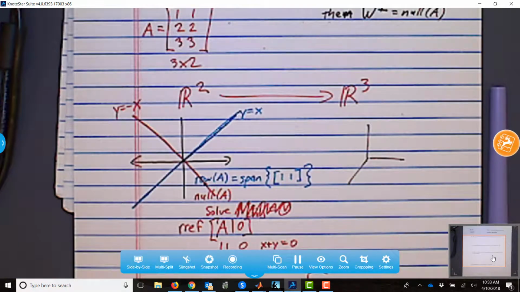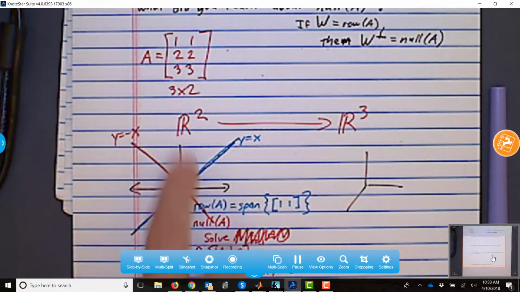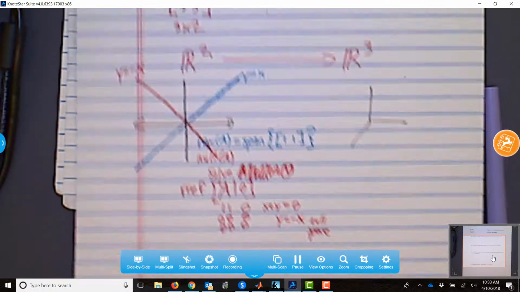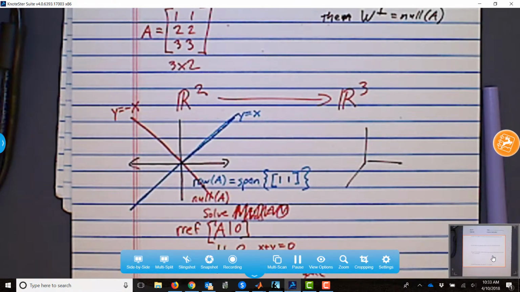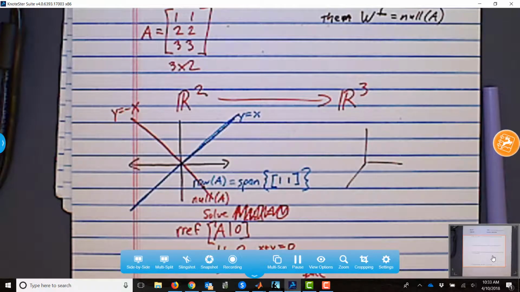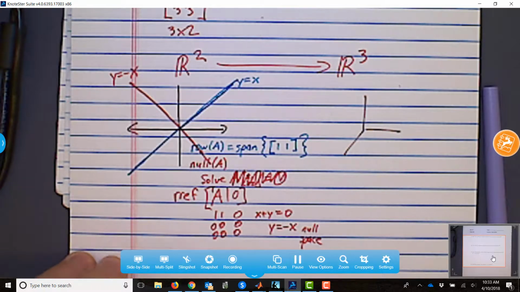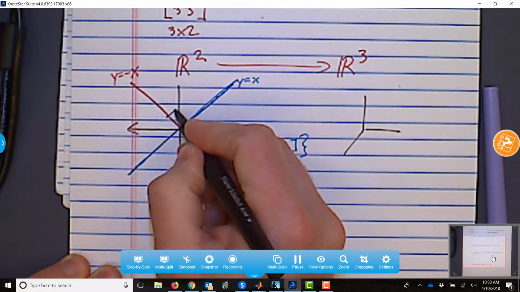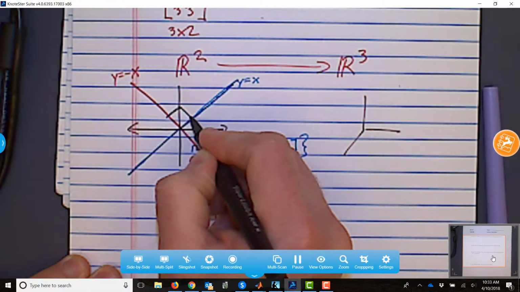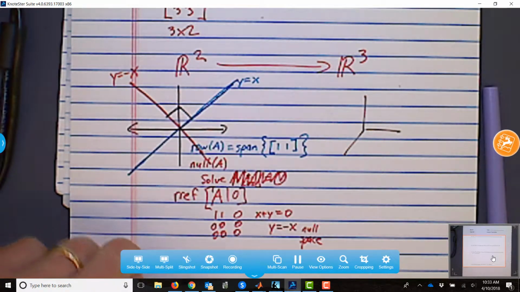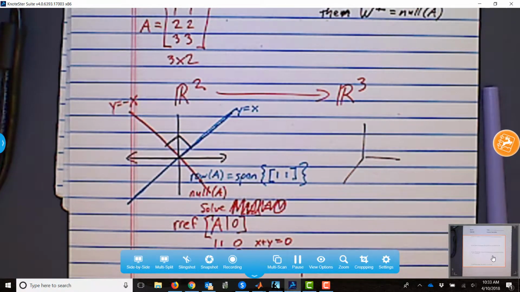Tell you what, so again, here's my matrix 1, 1, 2, 2, 3, 3. It's a map from R2 to R3. The row space is the span of 1, 1, so that's the blue line. The null space, if you work it out, you get y equals negative x is the null space, and you can see that those are orthogonal, right? Those are perpendicular. You guys see that? That's a nice picture.